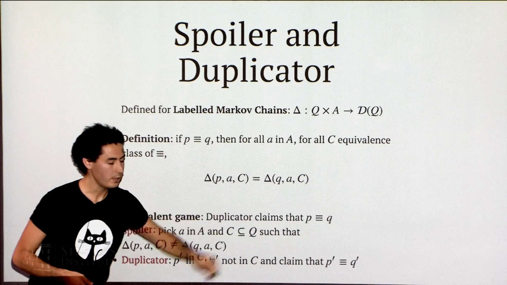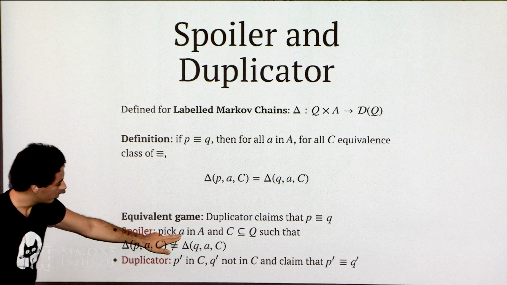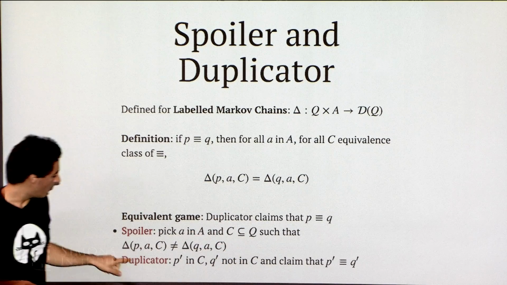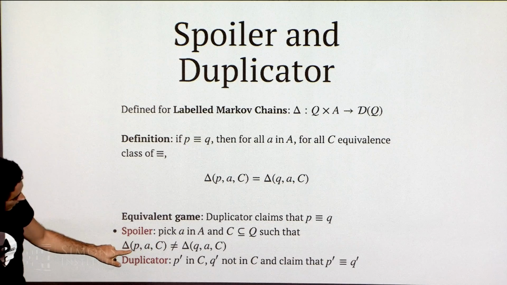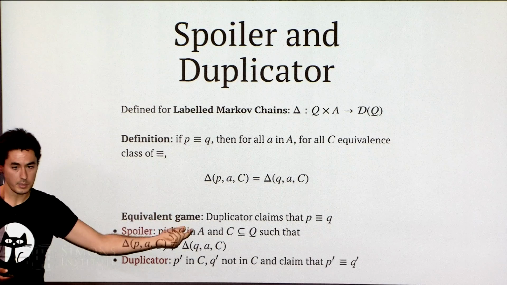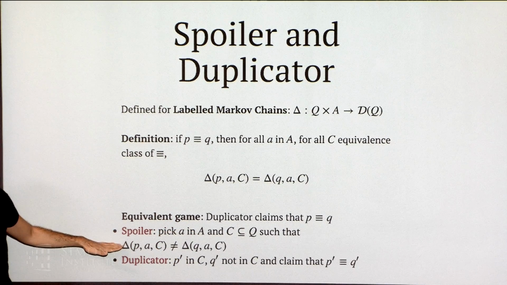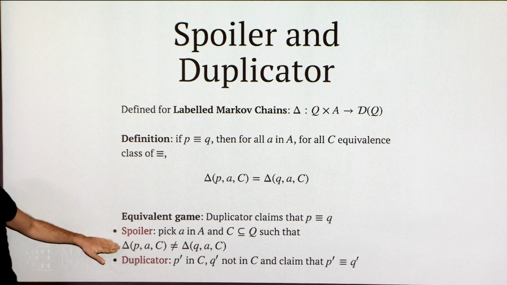So the game is the following. Duplicator claims that P and Q are equivalent. Spoiler will try to prove that this is not true. So he will pick an action and a subset C, any subset. And he will say, look, they cannot be equivalent, P and Q, because from P and from Q, the probability to go to C is different. And, well, this is a fact. You're not discussing facts. So this cannot be discarded.